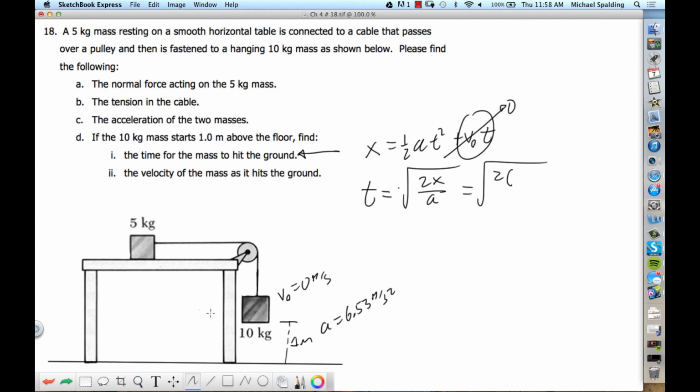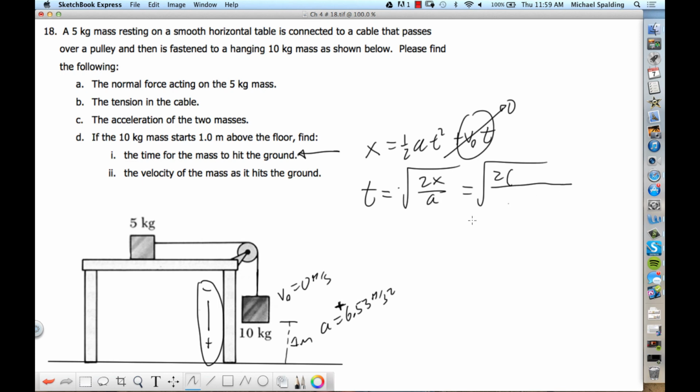What did we say about down? Down is positive, Spaldo. That's why our acceleration is positive, right? The acceleration is positive because we said down was positive. Spaldo. What a loser. I'm just kidding, Spaldo. You're not a loser.